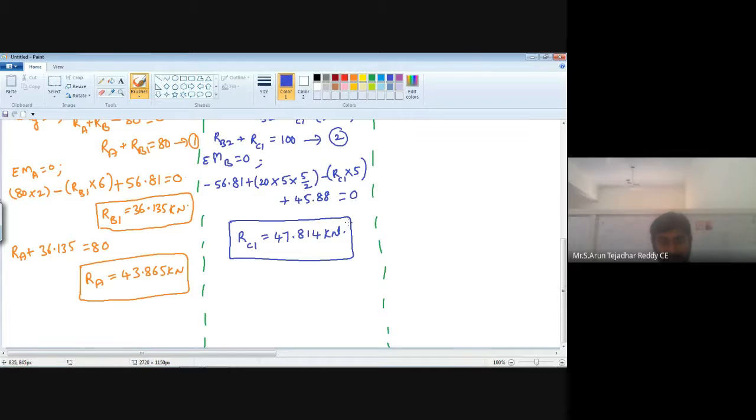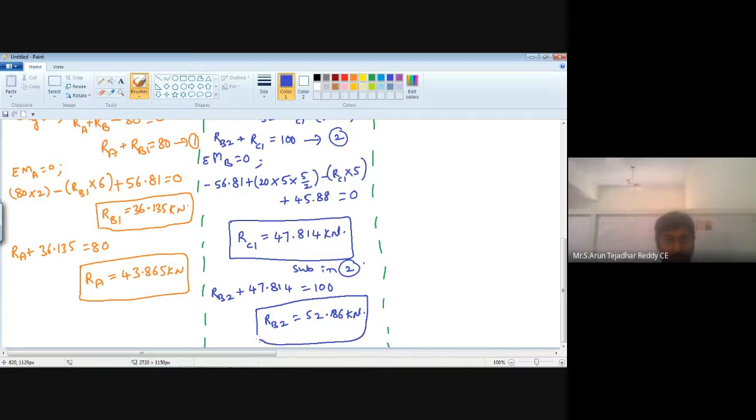Okay. Next, this RC1 value, substitute in equation number 2. Then we'll get the RB2 value. RB2 plus RC1, it means 47.814, is equal to 100. Now, what about the RB2 value? 100 minus 47.814, that is 52.186 kilonewton. So from the span BC, we got two reactions, RC1 and RB2.